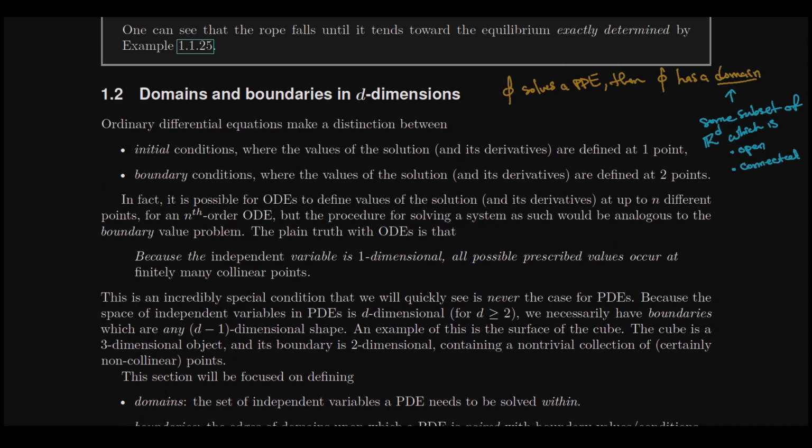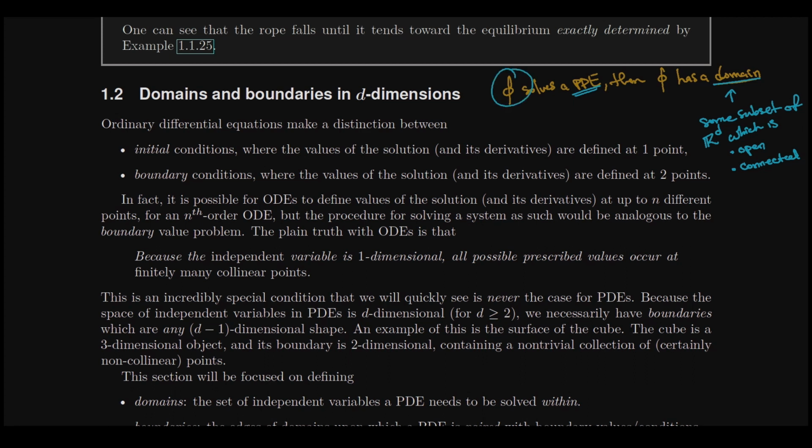Why open? It turns out you can only find derivatives in open spaces. And connected, because if it were disconnected, you could just reimagine two independent PDEs, each evolving on a different domain. You could separate disconnected parts into multiple parts. So we're looking for a subset of R^D which is open and connected, and we're going to call these the domains. And often we'll talk about them as domains of PDEs, even though they're really the domains of the solutions to PDEs.